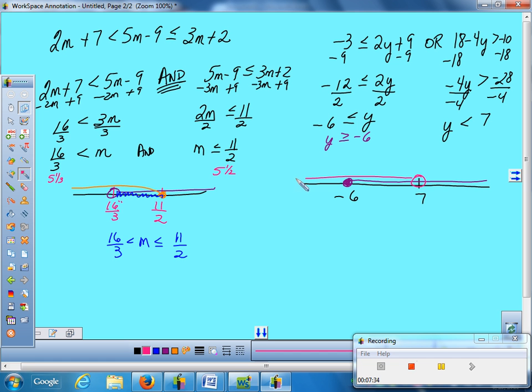Now, am I looking for where it intersects or not? No. This is an OR problem. So my answer is anything I shaded. What's shaded? Everything. So what's my answer? All real numbers. The double R. There you go. So that's your final answer.